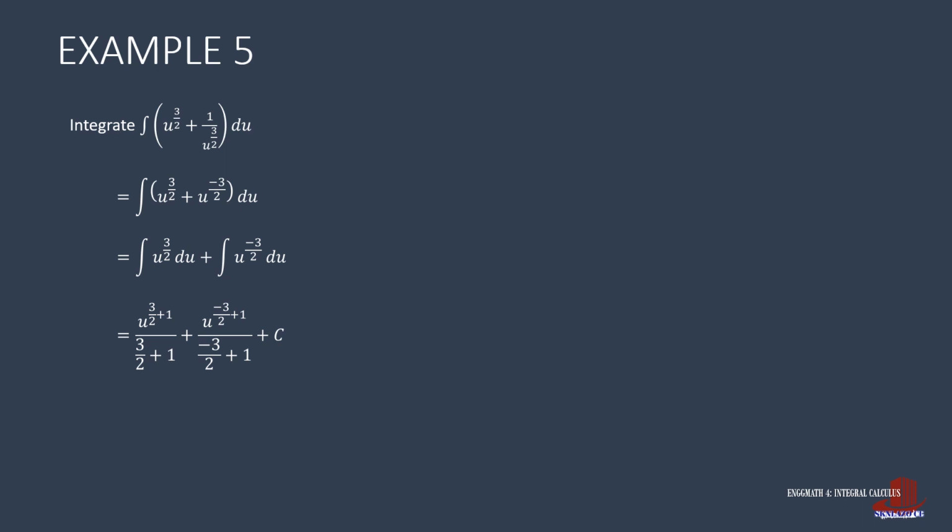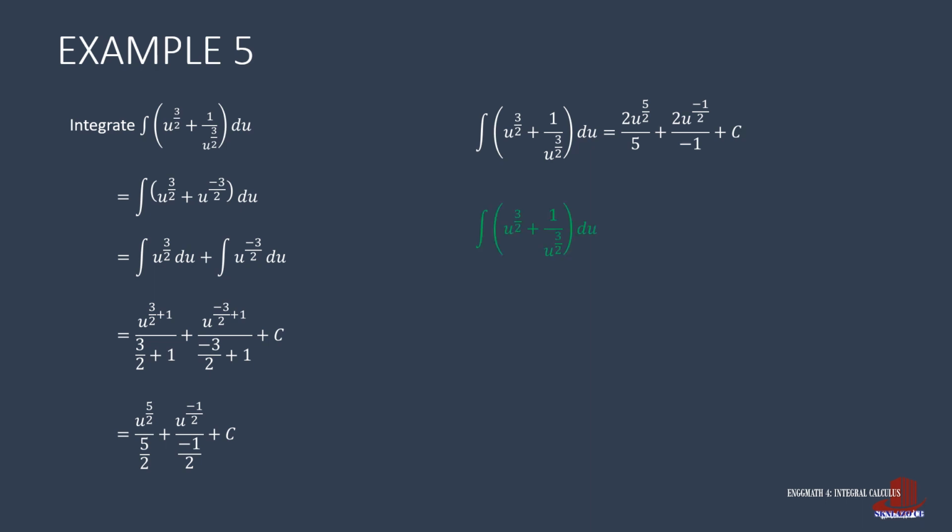Then add c. Combine the constants and the exponents to get u raised to 5/2 over 5/2 plus u raised to negative 1/2 over negative 1/2 plus c. Simplify the denominators by flipping them and get 2/5 of u raised to 5/2 plus 2u raised to negative 1/2 over negative 1 plus c. Lastly, move the negative exponent to the denominator, giving 2u raised to 5/2 over 5 minus 2 over u raised to 1/2 plus c.